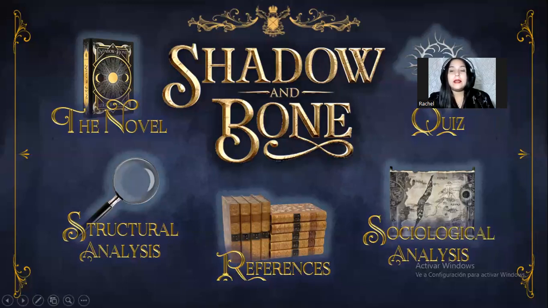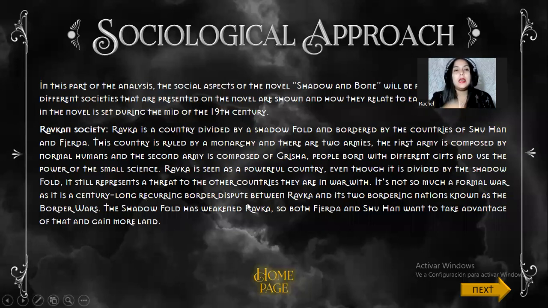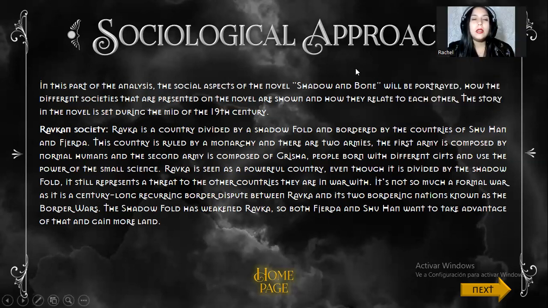The sociological analysis. In the sociological analysis, I analyze some of the aspects of the Shadow and Bone novel. And this novel shows how the different societies that are presented in the novel are shown and how they relate to each other. The story in the novel is set during the mid-19th century. So we have the Ravkan society first, as Ravka is a country divided by the Shadow Fold and bordered by the countries of Shu Han and Fjerda.